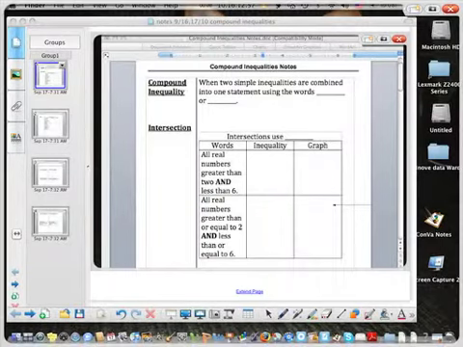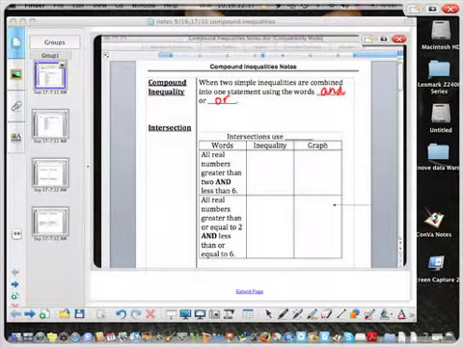So a compound inequality basically is when you have two simple inequalities that you're putting together into one problem. And we're going to use the words and or or to create these compound inequalities. There are two different types, and the graphs are different for each one. So we're going to start out with an intersection.